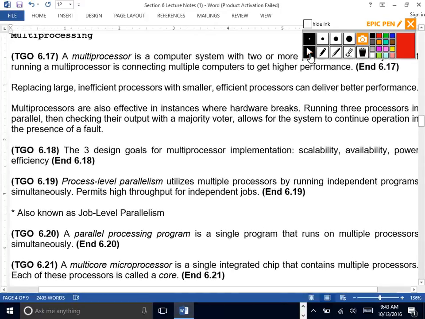All right, so 6.18, the three design goals for multiprocessor implementation are scalability. I want to be able to make it work no matter what on different machines, different processors, which of course, as you can imagine from running different types of multiprocessors, becomes a real coding challenge at the compiler level. Availability and power efficiency.